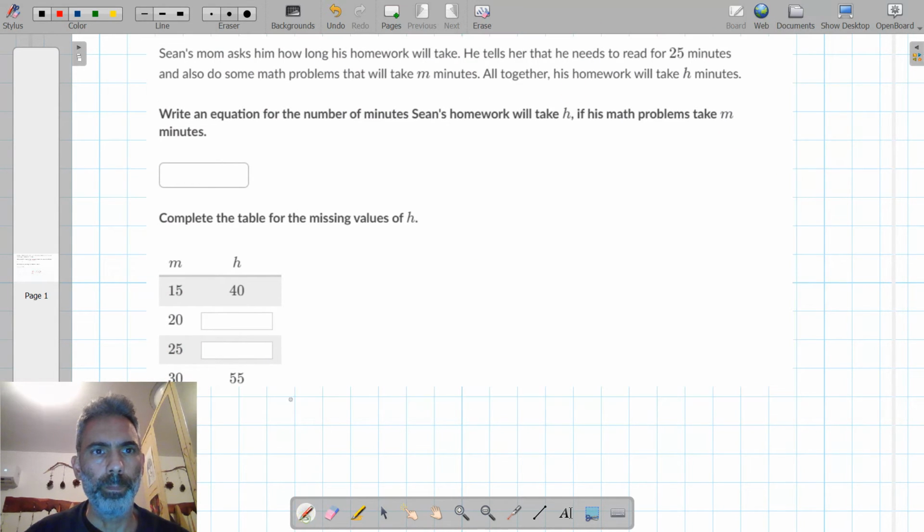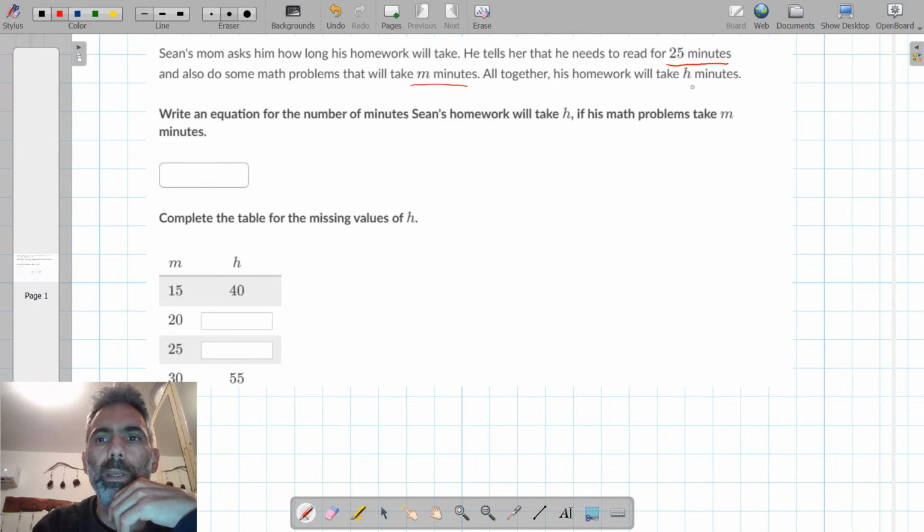Sean's mom asks him how long his homework will take. He tells her that he needs to read for 25 minutes and also do some math problems that will take m minutes. Altogether, his homework will take h minutes. Write an equation for the number of minutes Sean's homework will take, h, if his math problems take m minutes.